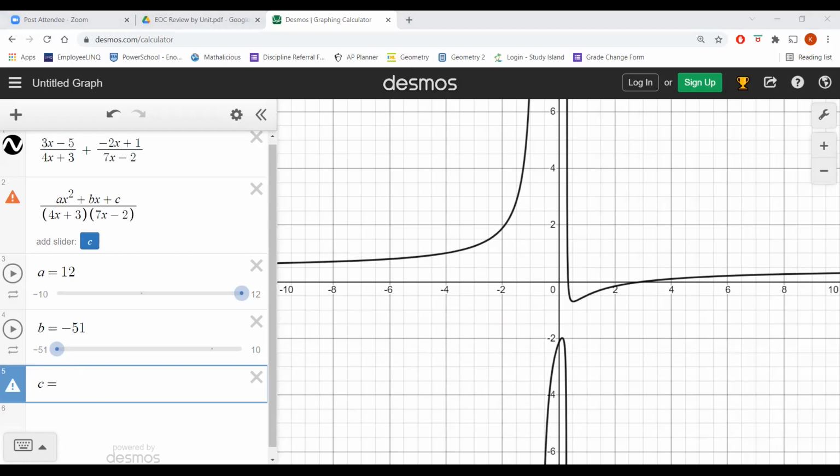So at this point, let me switch the screen. Hold on, let me switch the screen that I'm sharing.